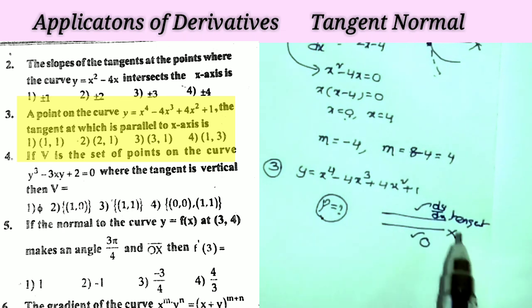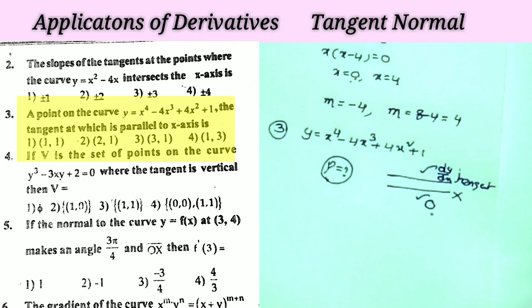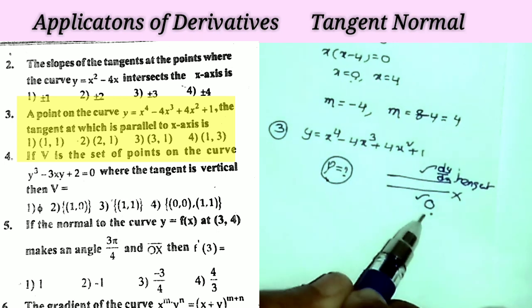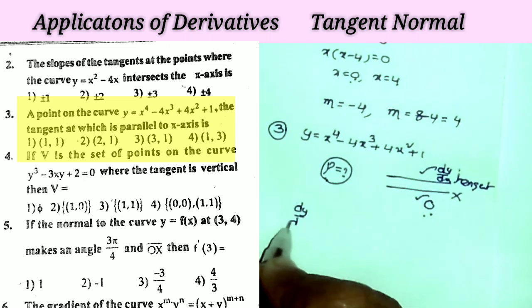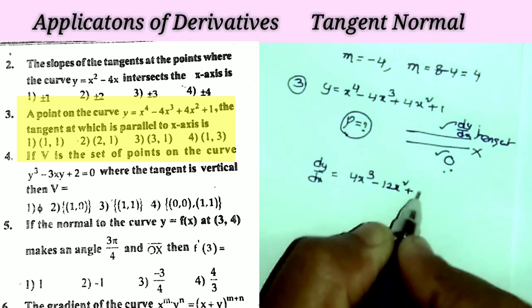That is equating the dy by dx is equal to 0 to find the point value. Okay. So the given condition is tangent is parallel to x-axis. That is finding the slope value and equating that value to 0. What is the slope value? dy by dx. So dy by dx is equal to 4x cube minus 12x square plus 8x plus 0.